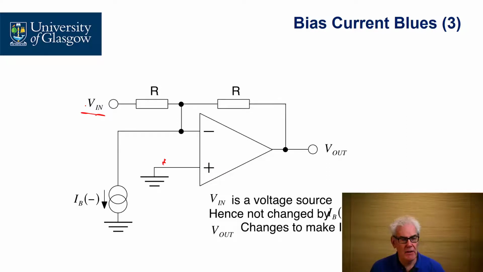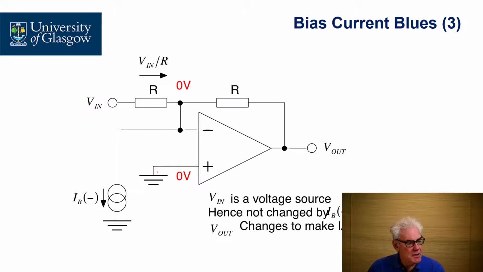So if that voltage cannot change because it's defined by a rigid voltage source, then the only thing that can change to compensate for the bias current is the output voltage. And the output voltage has to change to force the input voltage to be zero. So if it forces these two nodes to be zero, we can now define the current flowing through the first resistor as the input voltage divided by that resistor, because we know that this node here is a virtual earth and it must be at zero because the other input is at 0 volts.